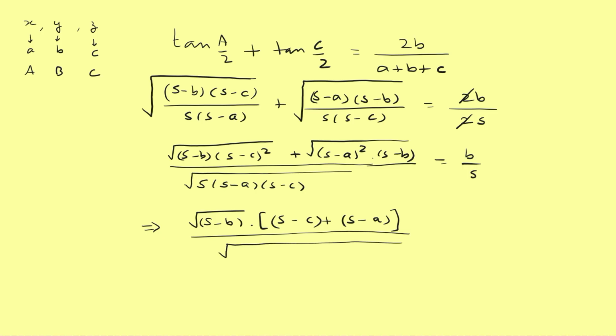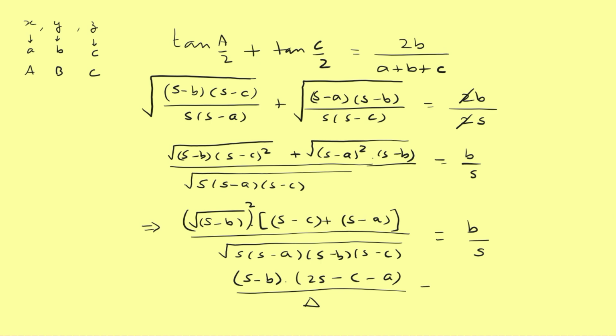Now we do one more step here. We multiply and divide by root of S minus B so that you get root of S minus A, S minus B, S minus C into S, which is nothing but Heron's formula for the area of a triangle. So this happens when you multiply and divide by root of S minus B. So in the numerator also you get root of S minus B squared.